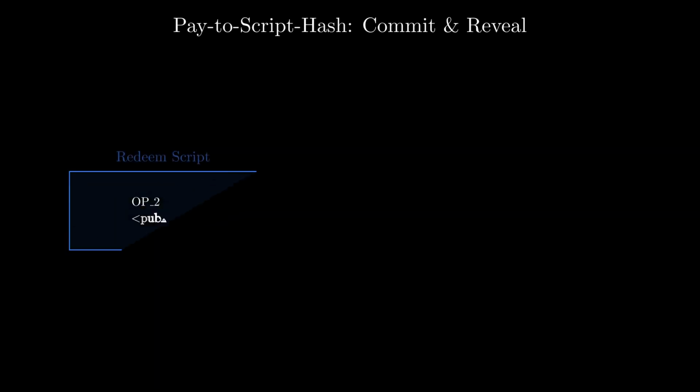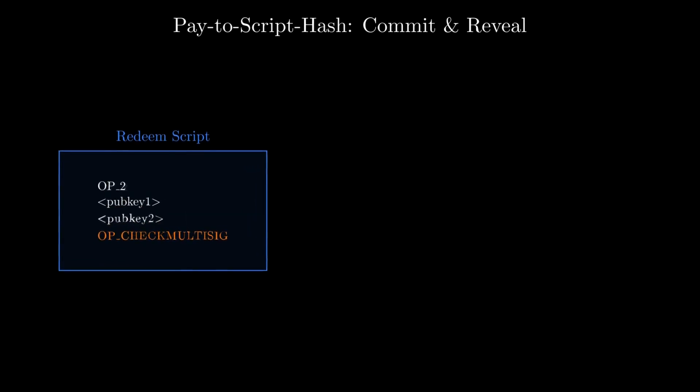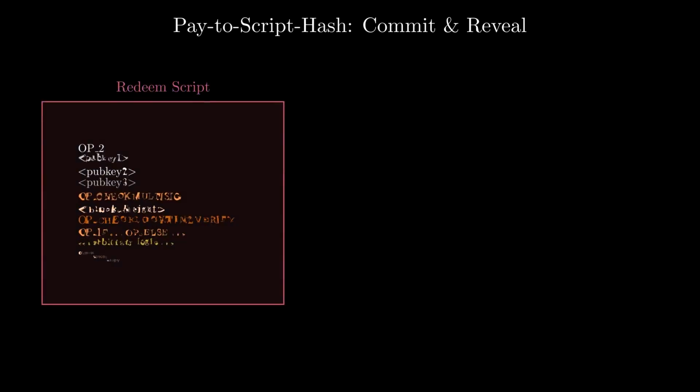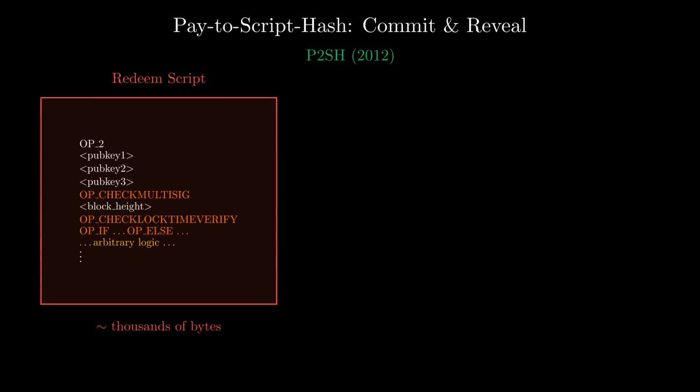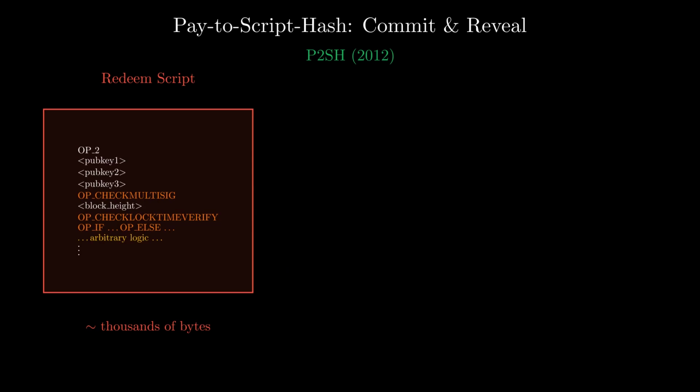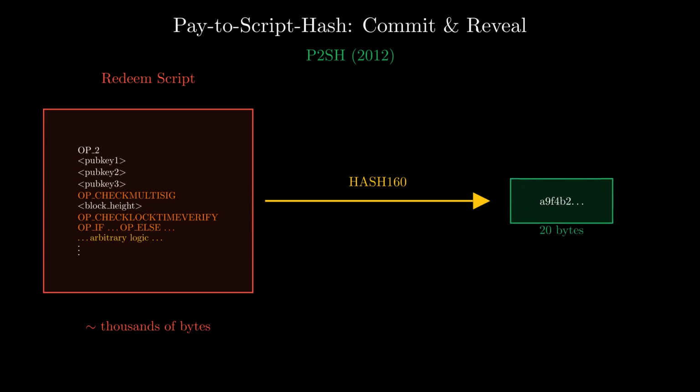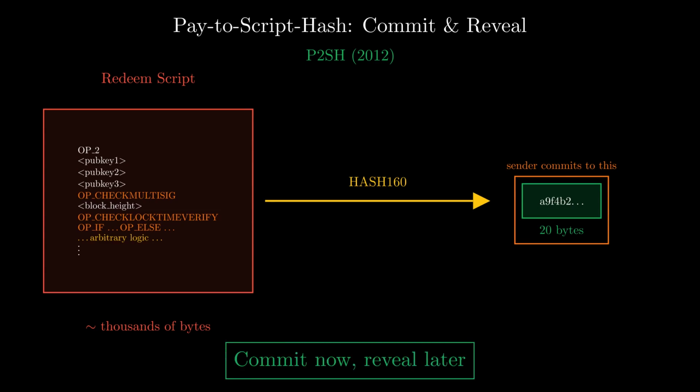Bitcoin receivers can attach conditions to spending: signatures, multiple signatures, time locks, arbitrary logic. These scripts can balloon to thousands of bytes, but senders shouldn't have to carry that weight. They're just paying you. The elegant fix introduced in 2012 as pay-to-script hash is a commitment. The receiver writes a redeem script describing the spending rules, then hashes it down to 20 bytes. That tiny hash is what the sender commits to. The full script appears only later when the coins are spent.